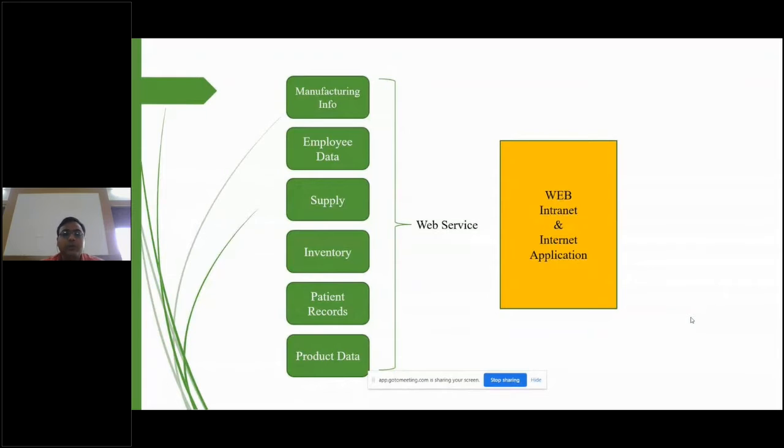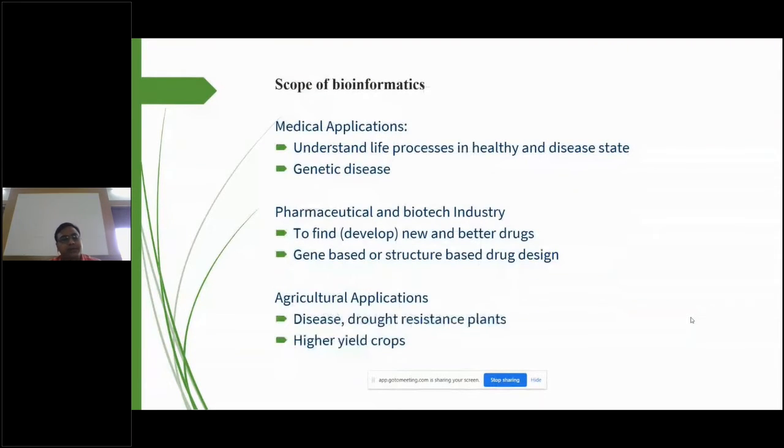This is required to manage all the systems in our day-to-day practice. What is the scope of bioinformatics in this scenario? We need it for medical applications, to understand life processes in the healthy and the disease state. Another is genetic diseases. Then pharmaceutical and biotech industries, and finding new drugs, gene-based or structure-based drug design.